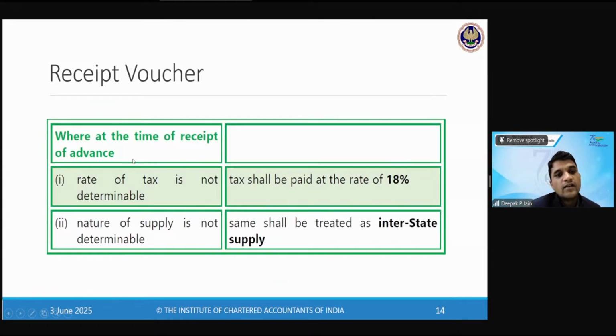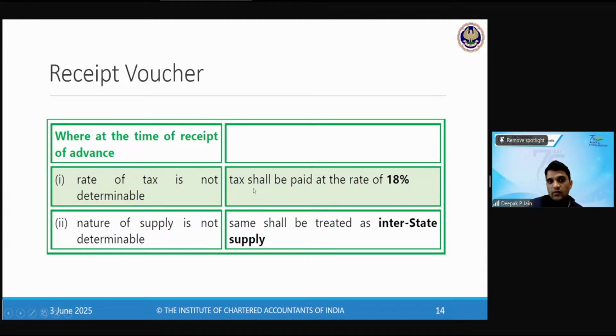Now, what happens when at the time of receipt, you do not know what you are supplying, what is the taxable rate for it, and you don't know whether you will do an interstate supply or intrastate supply? So whenever you are in doubt, but you have received advance and you have to charge the GST, what will you do if your rate of tax is not determinable? If you know for sure that you're supplying goods, then you will not charge tax. But if you do not know whether it is goods or services, or within services, you don't know what kind of services, then you will charge a standard rate.